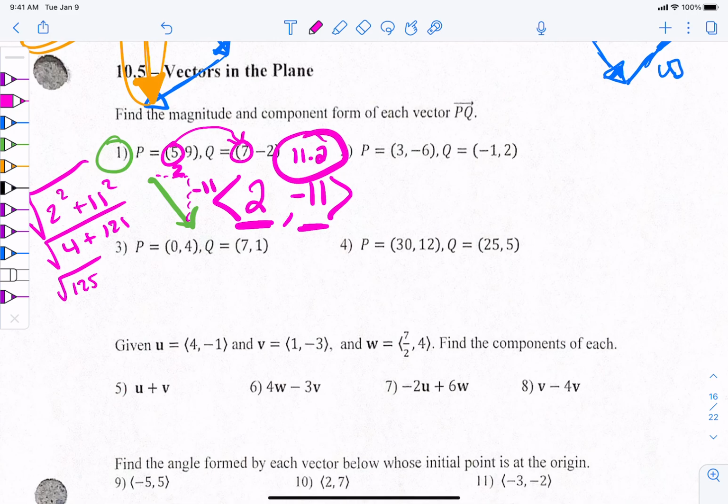So maybe it would be better to do the component form first and then just use those numbers to find the magnitude. Wouldn't it be minus 11 though? It's going to be the same. Because when you do 11 squared, it's the same thing as negative 11 squared. I just don't ever put negatives in there because they're going to turn positive. So it's just extra work for me, okay? So component form might be easier to do first and then use those numbers to find the magnitude.